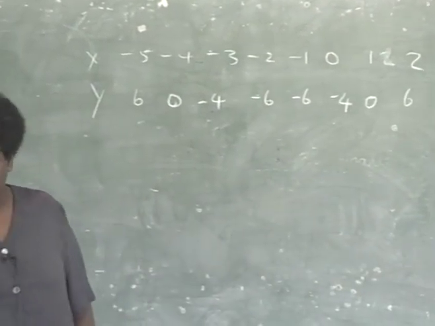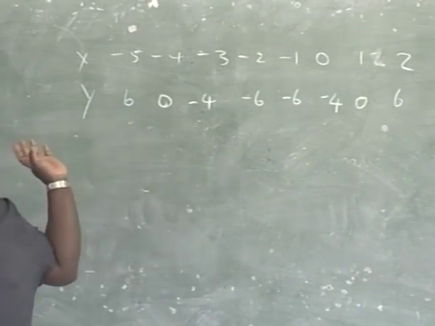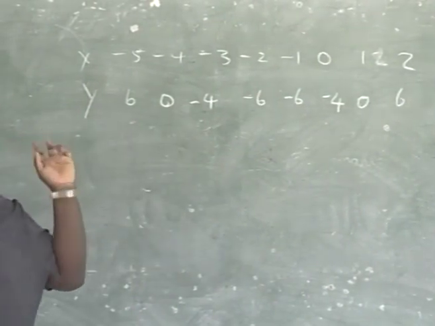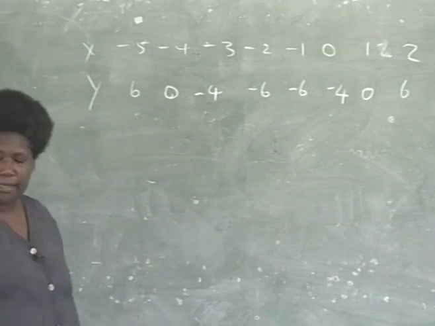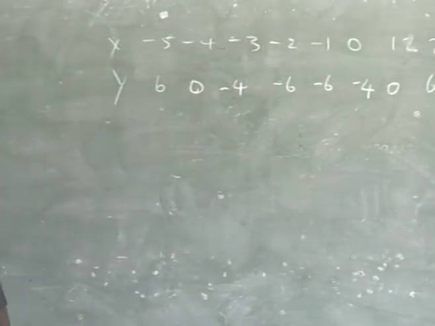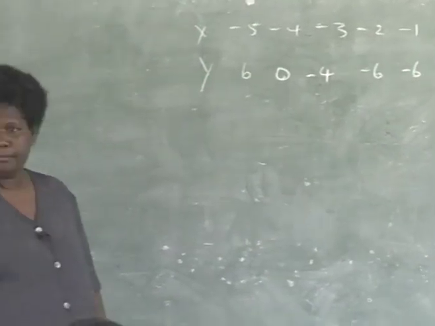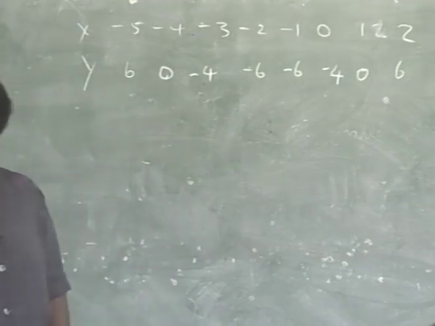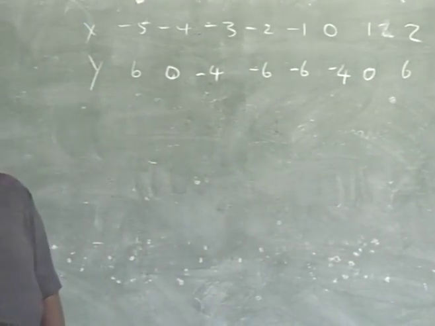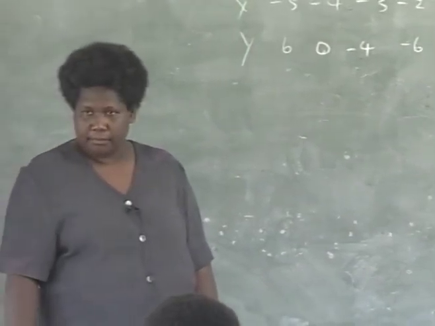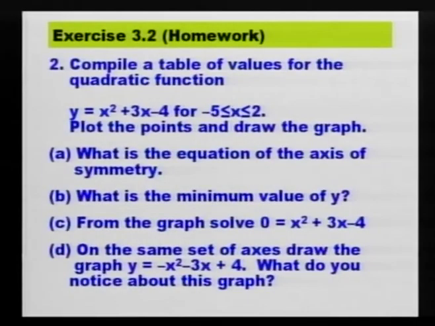Okay, if you've got the correct table of values, you will also plot the correct graph. What is the equation of the axis of symmetry, Megan? X equals negative 1.5. X equals negative 1.5 is correct. What is the minimum value of y? Boromir. Y is equal to negative 6 and a quarter. Negative 6 and 1/4. Correct.